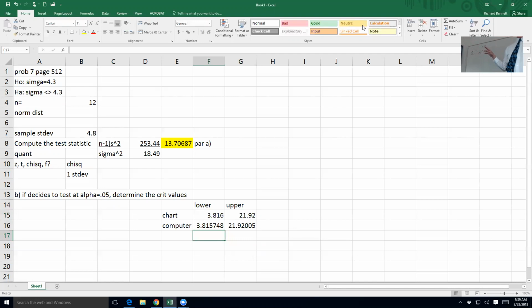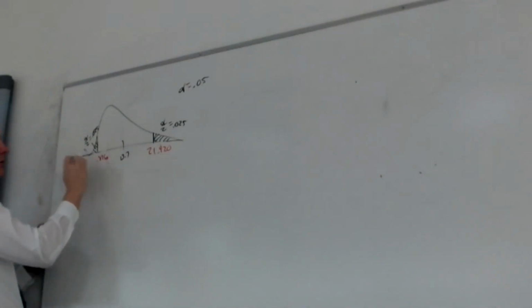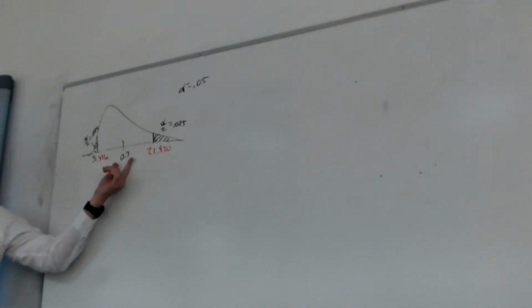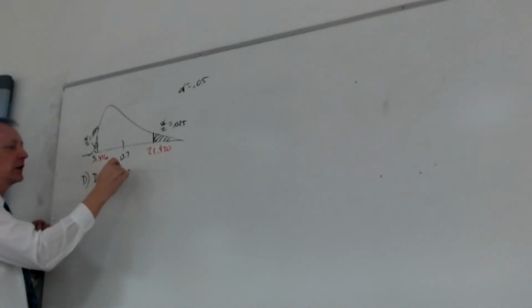The test statistic. The test statistic, in this case, is from part A, right? It's in yellow. It is 13.7. So if I stop sharing here and go back to my picture, 13.7 fits in between these two values, right? It's a 3, by the way. Okay, so is 13.7 in my rejection region? No. So part D says reject or do not reject. Do not reject.